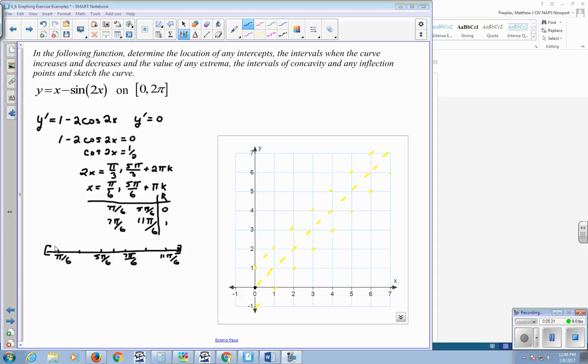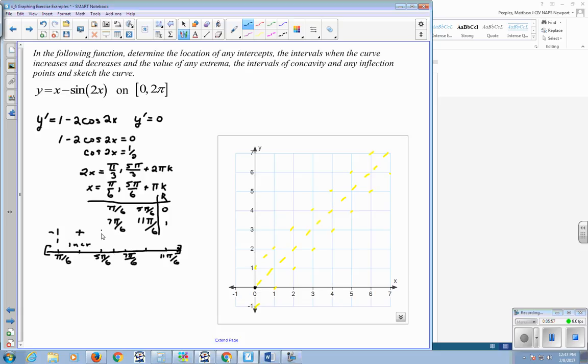And we'll note that to the left of pi over 6, if I were to substitute in 0, for example, into my derivative right here, I'm going to get a negative number. So it's going to be decreasing over a very small interval from 0 to pi over 6. From pi over 6 to 5 pi over 6, we'll note that the derivative is going to be positive, so we're going to be increasing on that interval.